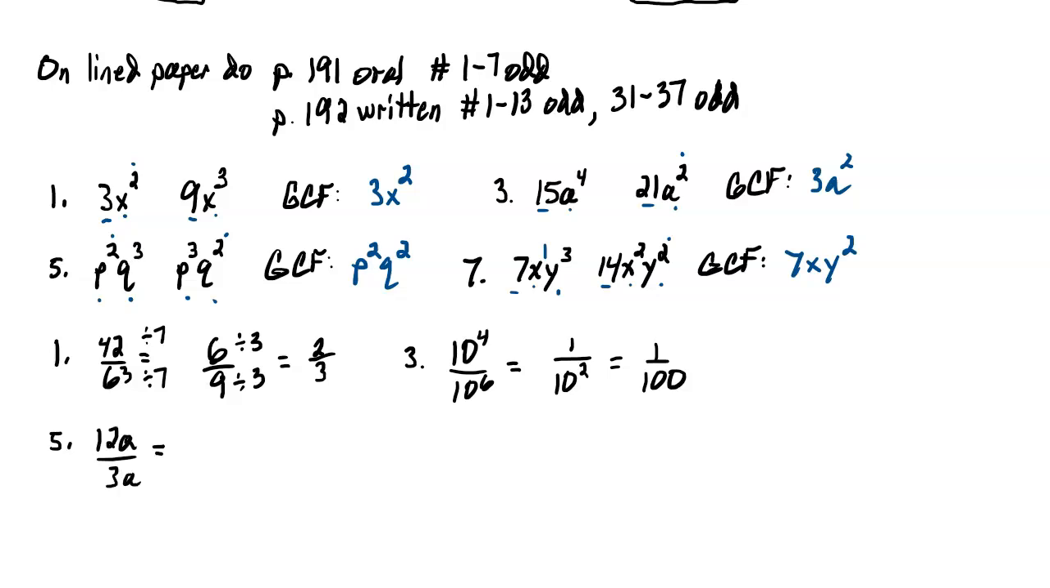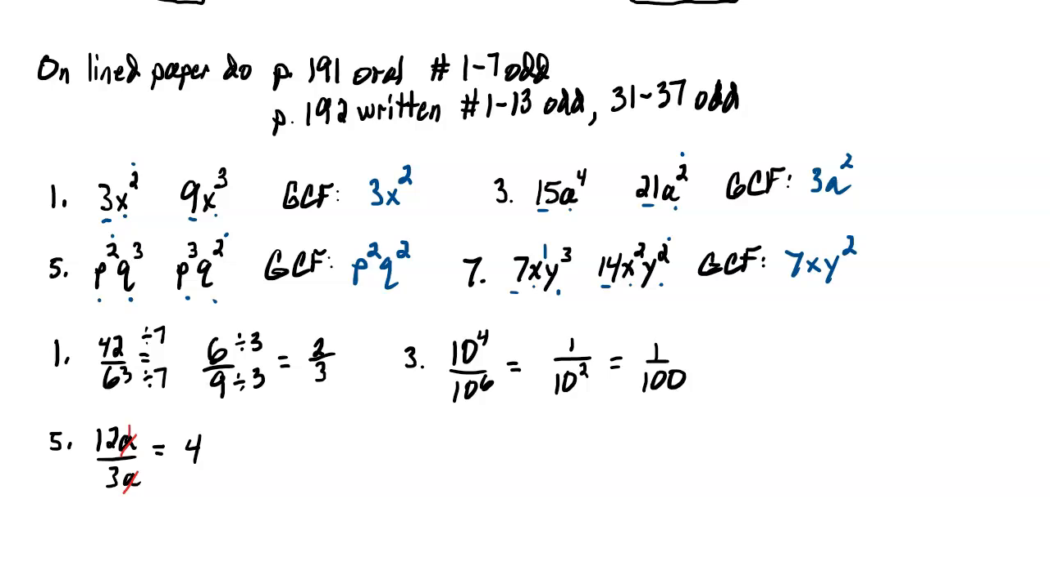Number 5, 12a divided by 3a. Do your coefficients first. 12 divided by 3, that makes 4. Now what's going to happen with the a's, since there's the same amount of a's in the top and in the bottom? They're going to cancel out to just a 1.